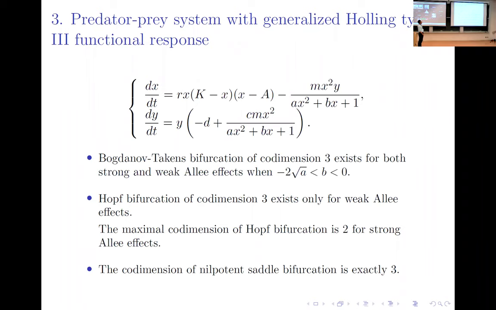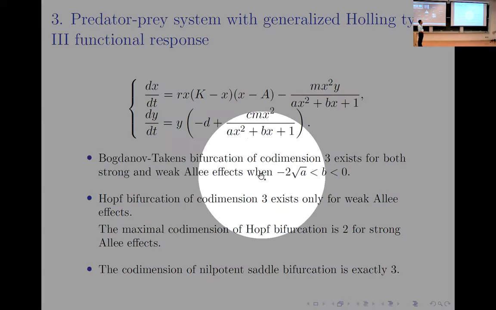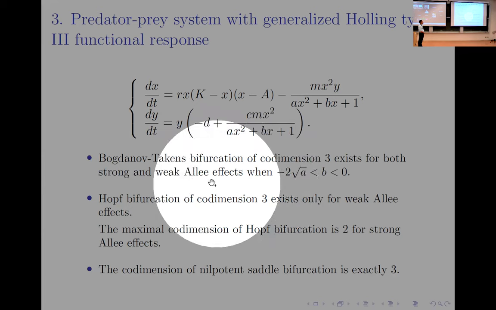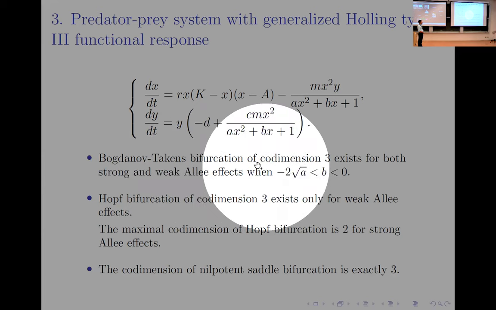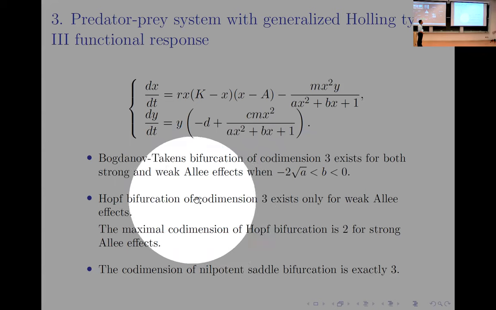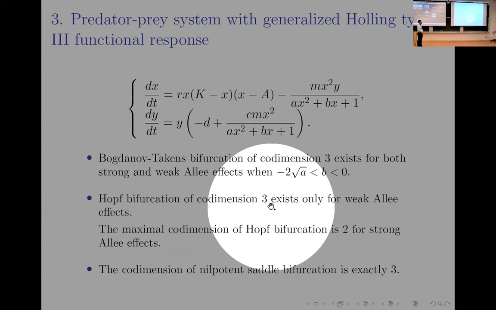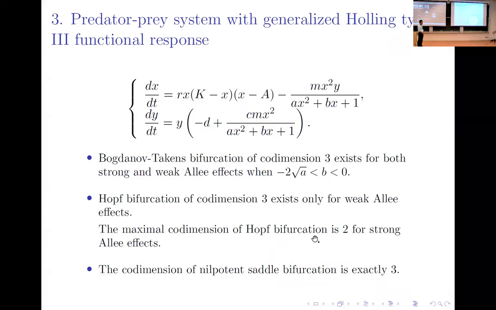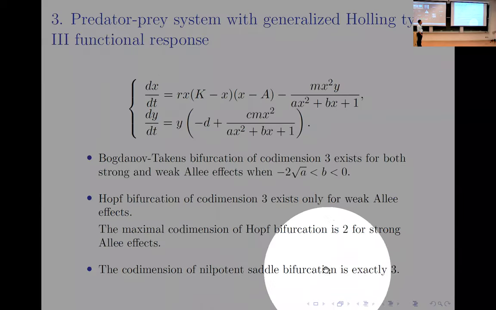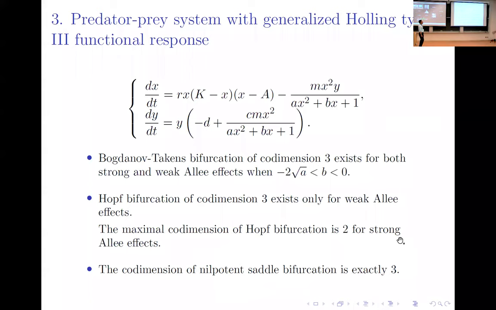And then let's consider the generalized Holling type 3 functional response. So we just summarize the result. For the Bogdanov-Takens bifurcation, it's also codimension 3 for both weak and strong Allee effect. Now for the Hopf bifurcation, codimension 3 exists only for the weak Allee effect, and for the strong Allee effect the Hopf bifurcation is codimension 2. While for the nilpotent saddle, the codimension is exactly 3.